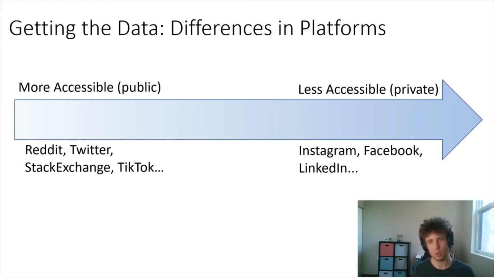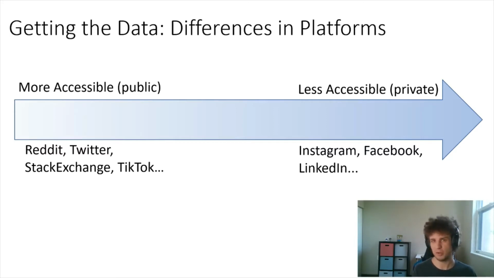I think there's more or less two different kinds of social media platforms in the way that they handle how other users can get their data. There are platforms that are designed as being public, and by default, they're more publicly facing. This is things like Reddit and Twitter and Stack Exchange and TikTok. And so there are easier ways to get data from these sorts of platforms.